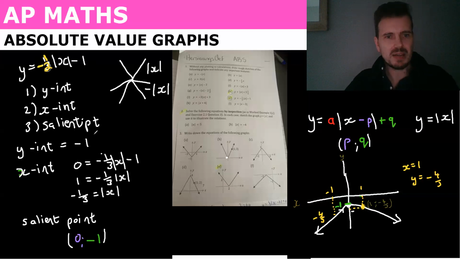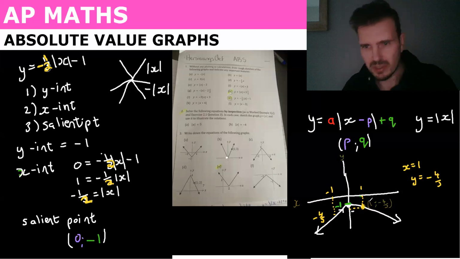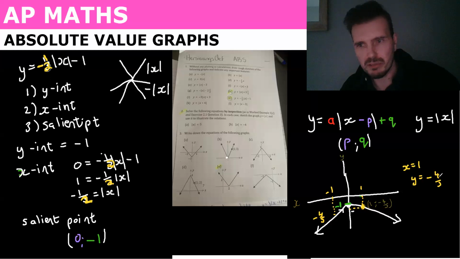It's exactly the same thing, and this is a half here, and this is a half here. The salient point would be the same, because the only thing that changed is this is a half. And there's still no x-intercept. When we substitute in 1 here, we get 1. So -1/2 minus 1 is -3/2.